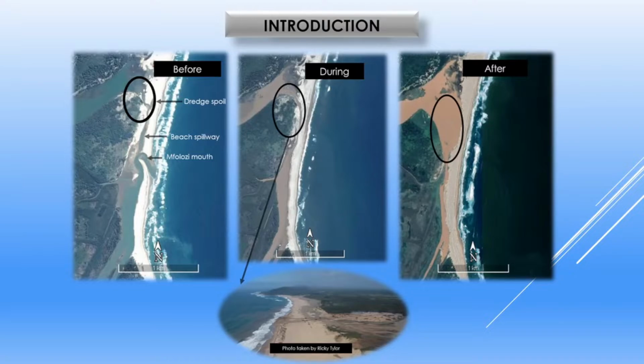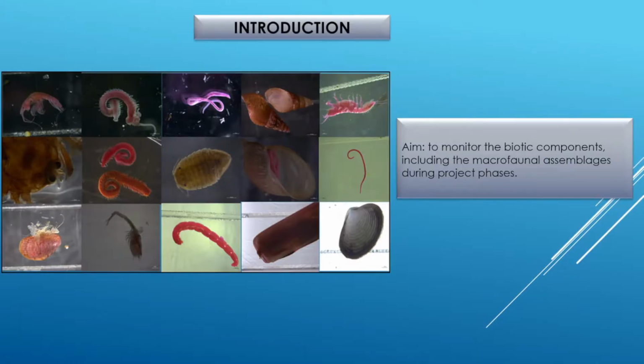In an effort to restore natural functioning, a Global Environment Facility-funded project relinked Umfolozi to St. Lucia. Benthic microfauna play a vital role as an intermediate trophic level, linking primary producers to secondary trophic levels, and they also respond differently to unstable environmental conditions.